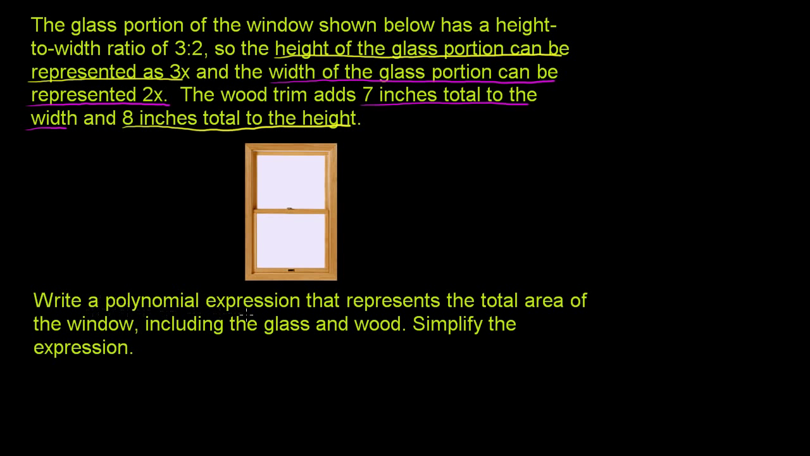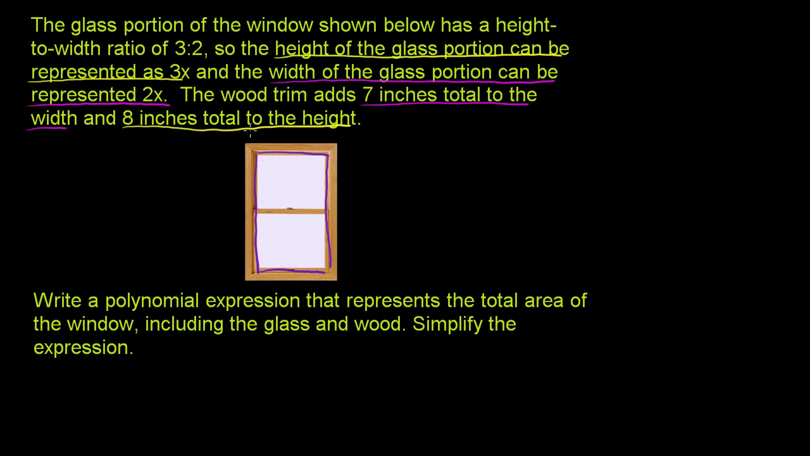Now, what they say is write a polynomial expression that represents the total area of the window, including the glass and wood. Simplify the expression. They're telling us the ratio of 3 to 2 for the glass portion. I think when they're talking about the glass portion, they're talking about this entire portion right here, even though it's not all glass. You have this divider in the middle that's not glass, but I think they're including that as the glass portion because they're not giving us any measurements for that.